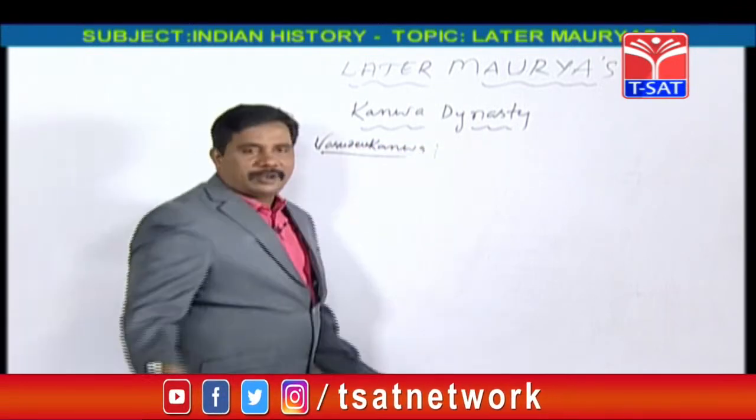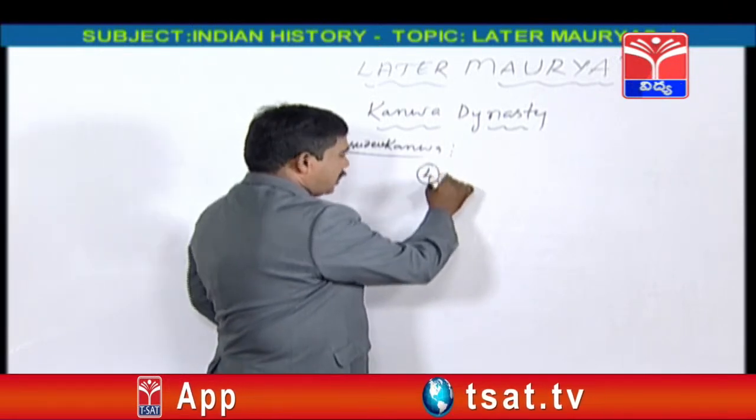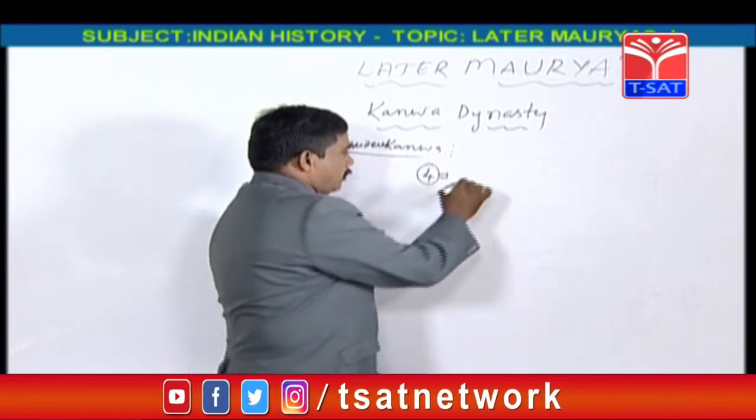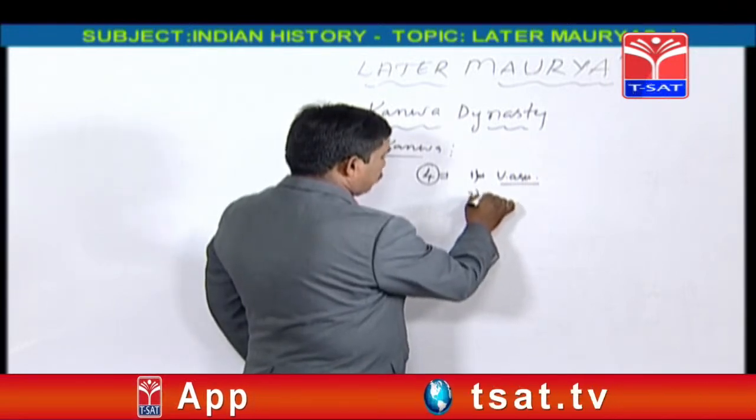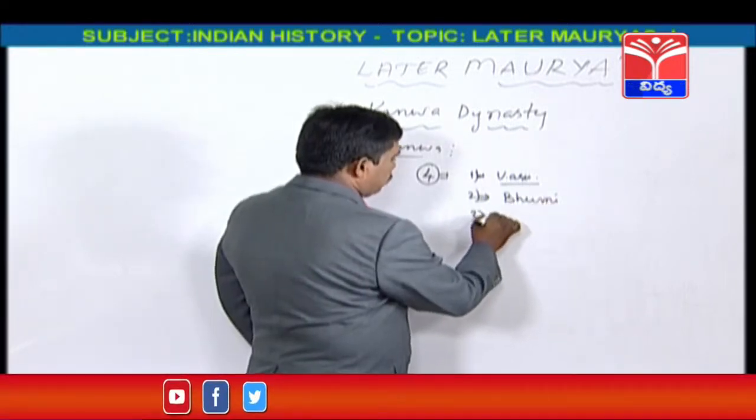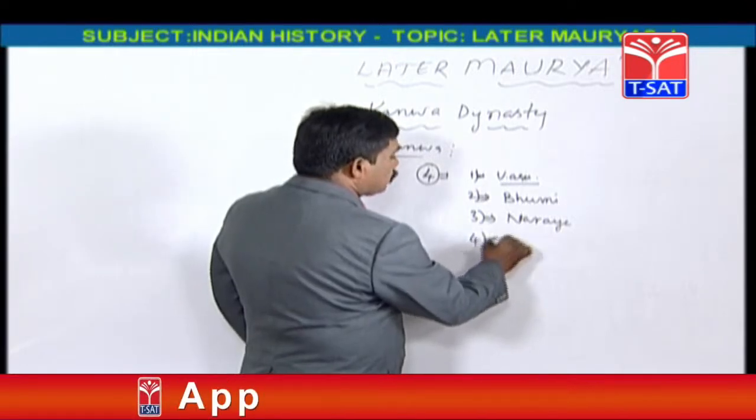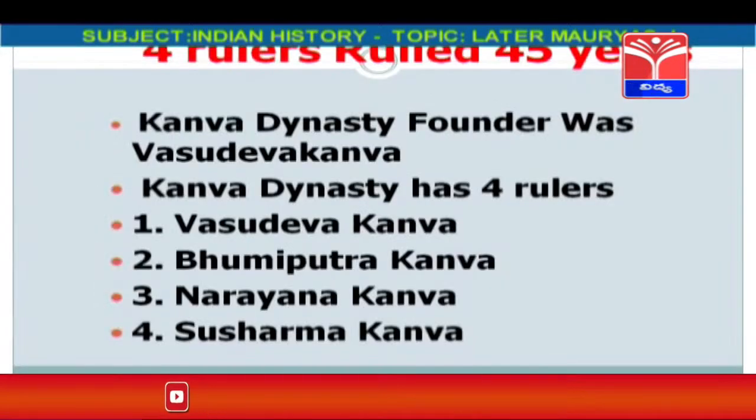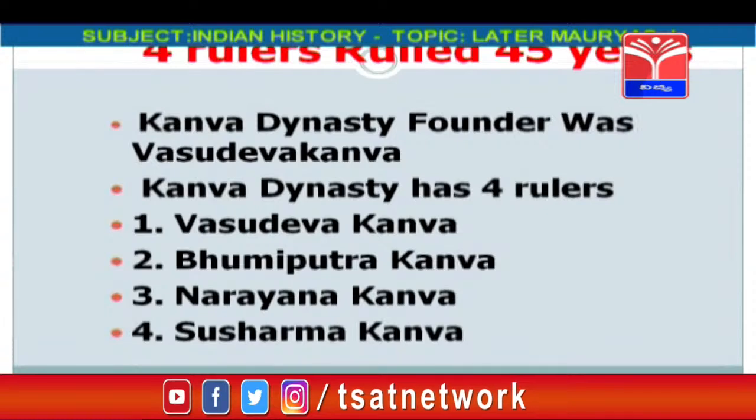But here we have no more information regarding Kanwas. Kanwa dynasty has 4 rulers, and they ruled 45 years. First one Vasudeva Kanwa, second Bhumiputra Kanwa, third Narayana Kanwa, fourth [name unclear] Kanwa. So these are the 4 rulers, and they ruled just 45 years.